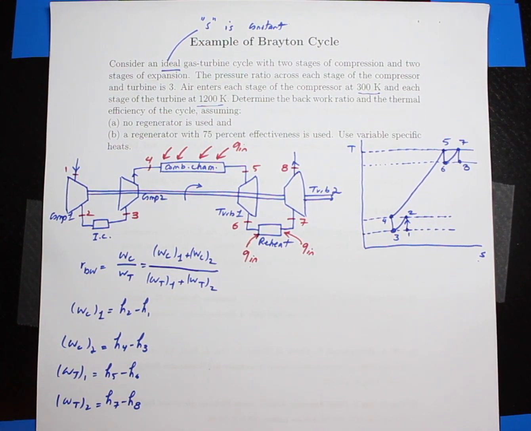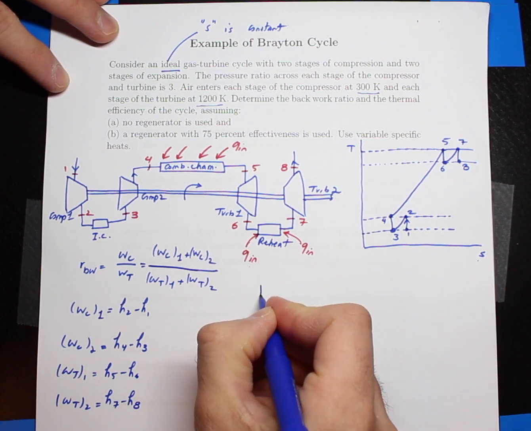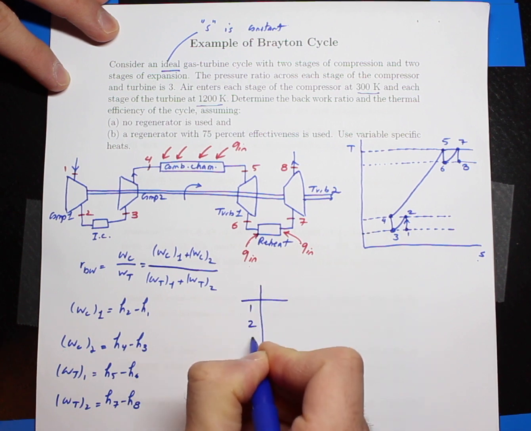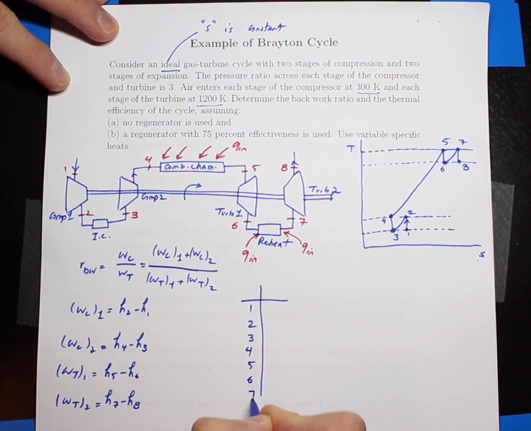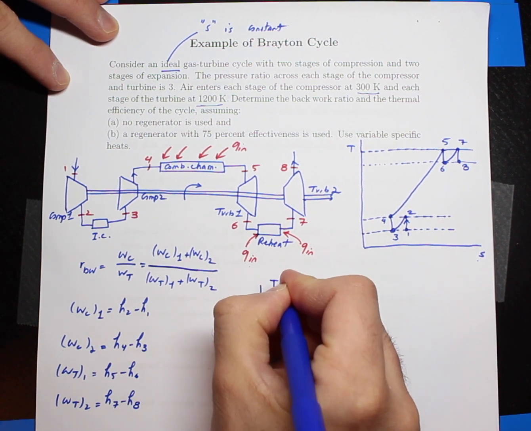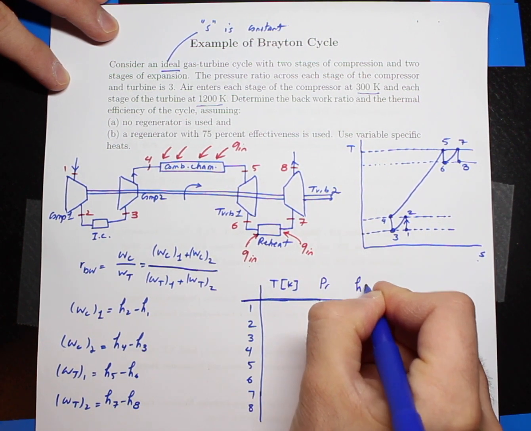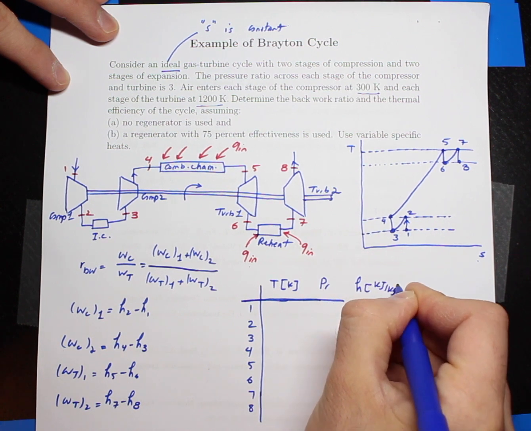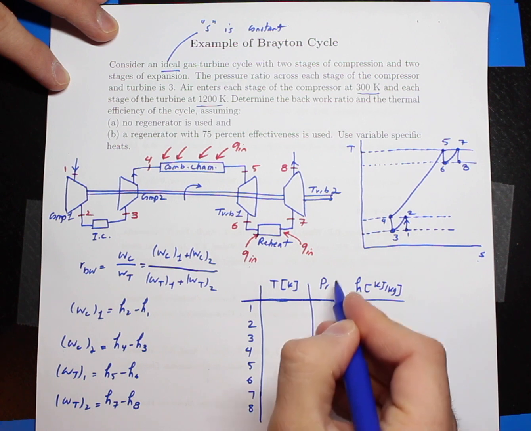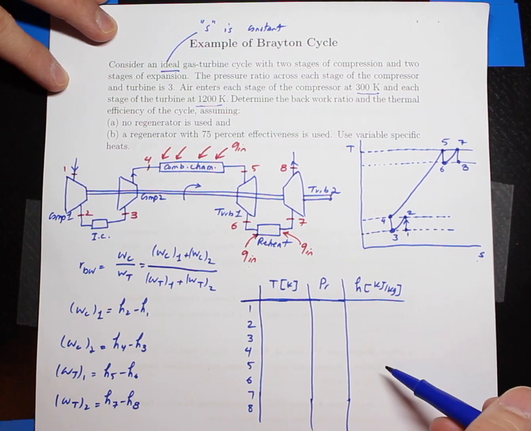Okay, now in order to be able to find this backwork ratio, what I need to obtain is a bunch of enthalpies. Basically, I need to obtain enthalpies for all 8 points. This is my recommendation to you. I'm going to make a table like this that lists all 8 points. And in this table, what I'm going to find is the enthalpy column. But before that, I have some other properties such as temperature, the relative pressure, and enthalpy at the very end. So my goal is to fill out this column for all 8 points because I need the enthalpies for all 8 points.